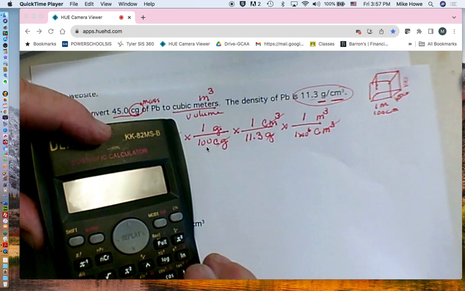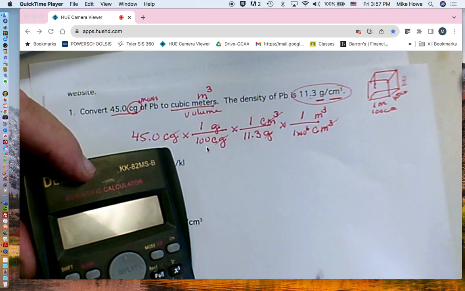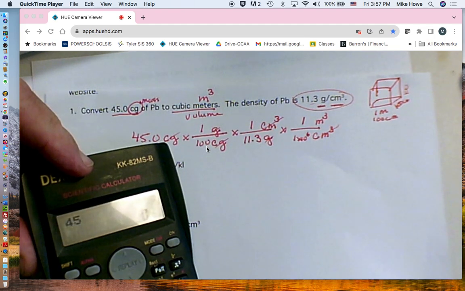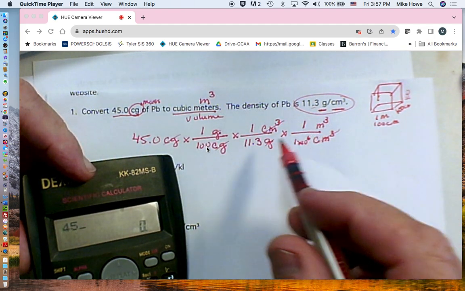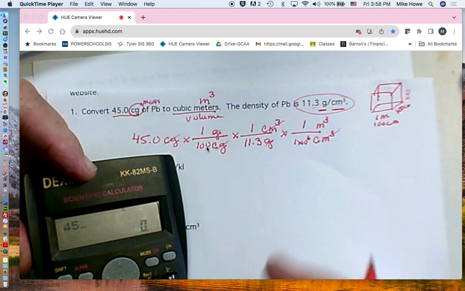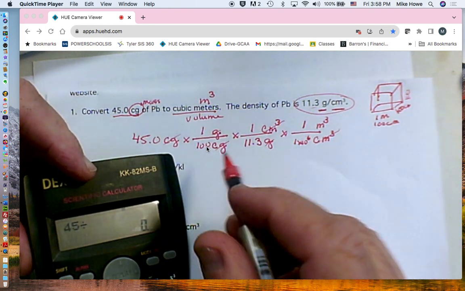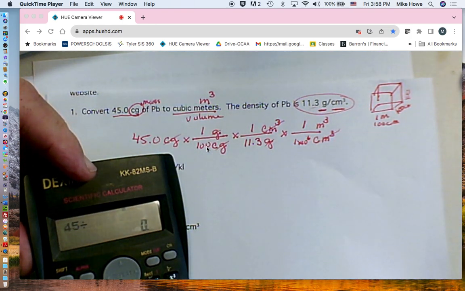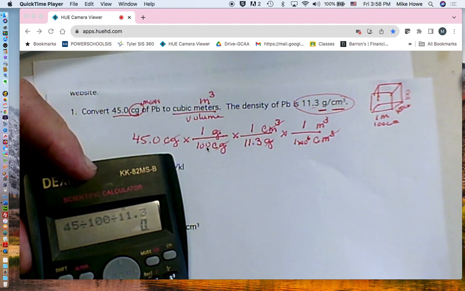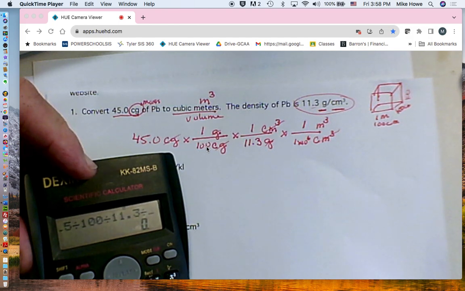Try and get my screen so you can see it. So I have 45. I'm going to multiply by every number that I see on the top, but there's only ones on the top. So it's really just going to be 45, and then I'm going to divide by every number that I see on the bottom. So divide by 100, divide again by 11.3, divide again by 1,000,000.